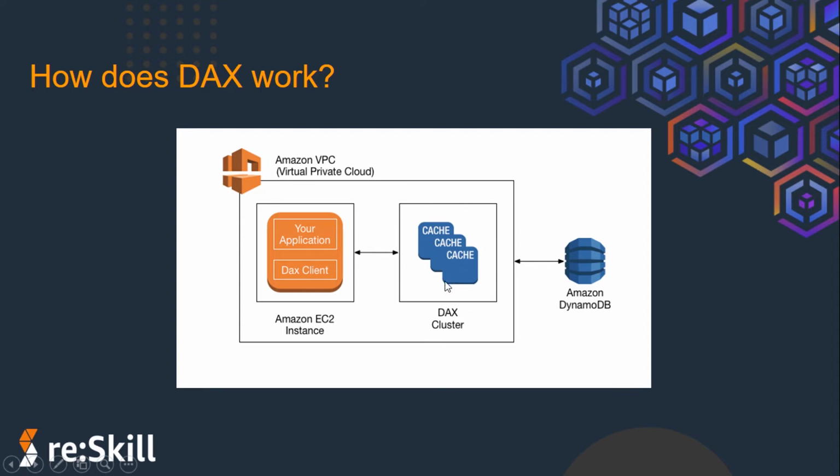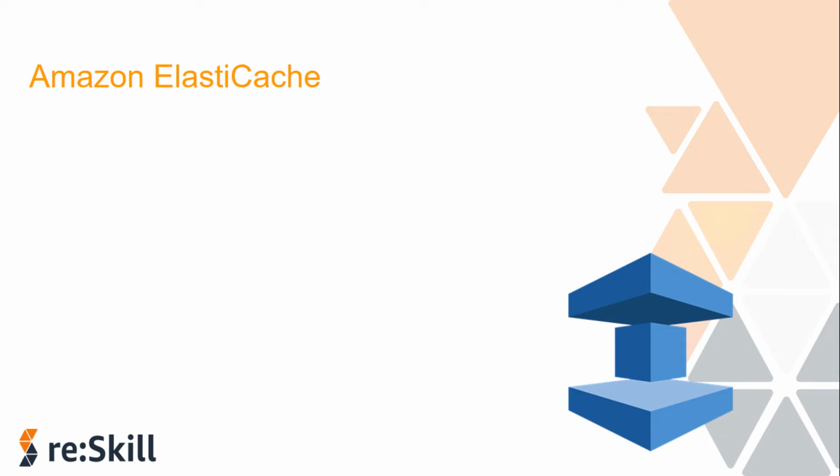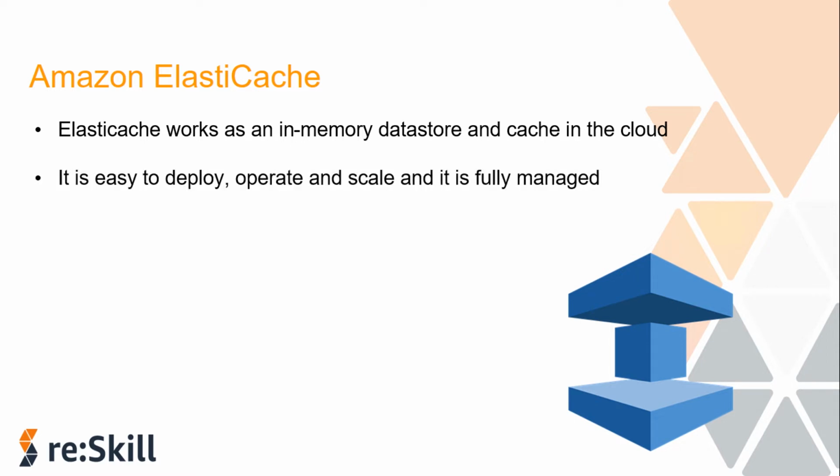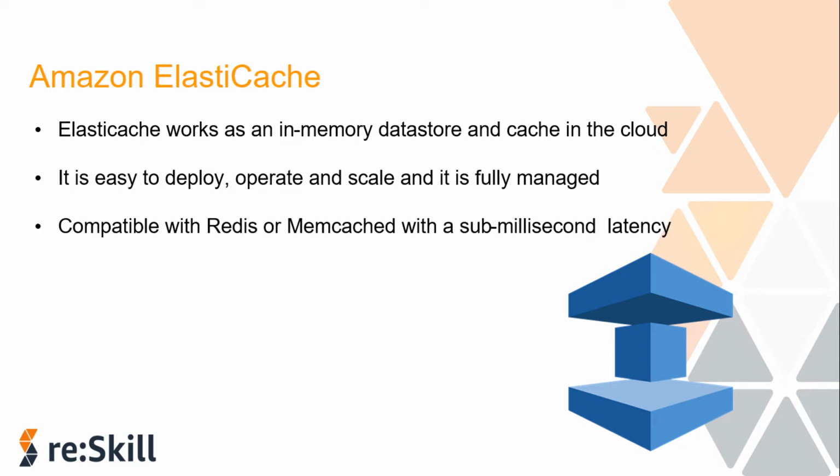Now talking about Amazon ElastiCache, let's understand a few basics of it. ElastiCache is an in-memory data store that is available in AWS. It allows you to seamlessly set up, run and scale popular open source compatible in-memory data stores in the cloud. And since it is a web service, it is easy to deploy, operate and scale. It also allows you to choose between two in-memory database engines, that is Memcached, which is a widely adopted memory object caching system, and Redis, which is a popular open source in-memory key-value store that supports data structures such as sorted sets and lists.